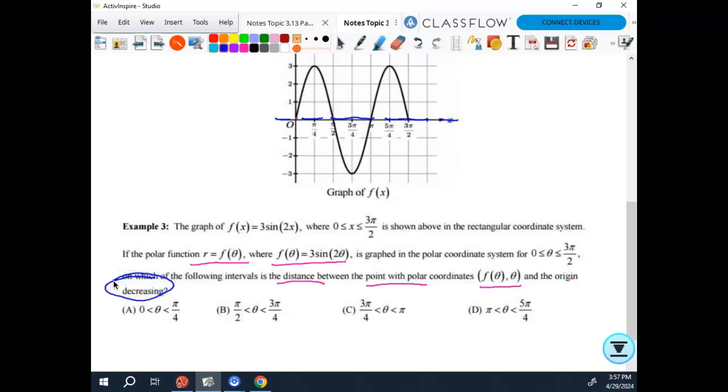Okay, so we start with 0 to pi fourths. Well, 0 to pi fourths, the distance from the function to this is increasing, so I don't like that. Pi halves to 3 pi fourths, the distance from the function to here is increasing, not what I want. 3 pi fourths to pi, that distance is definitely decreasing because I'm getting close to where I'm actually going to touch it. So I like C. Let's read D. From pi to 5 pi fourths, again, that distance is increasing. Don't like D. My answer is C.